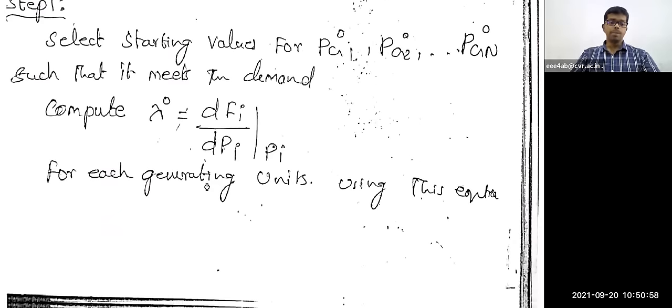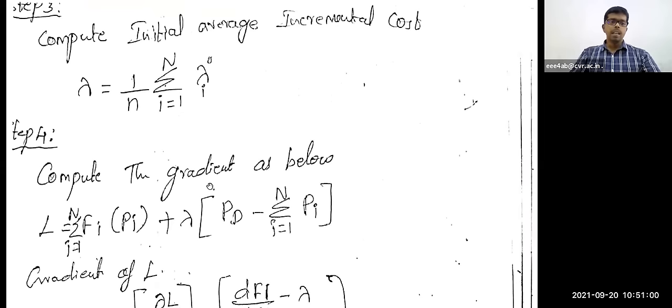What is step number 3? Step number 3 is compute the initial average incremental cost using this formula: lambda is equal to 1 divided by n, summation i equals 1 to n of lambda i naught. We already calculated lambda i naught. Here we are taking the average, so with n generating units, it is divided by n.